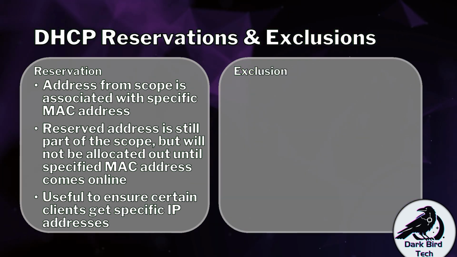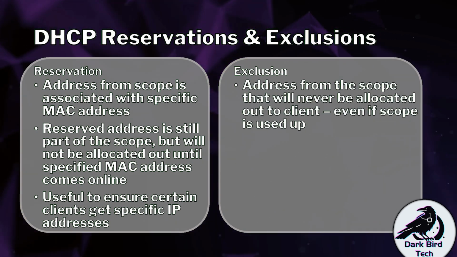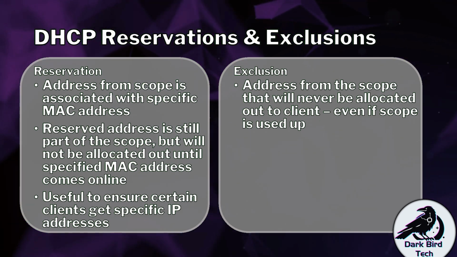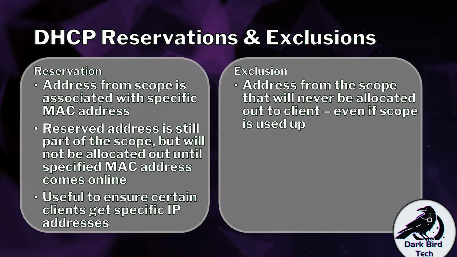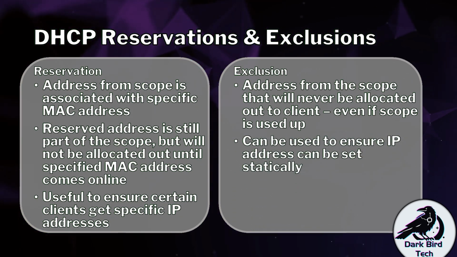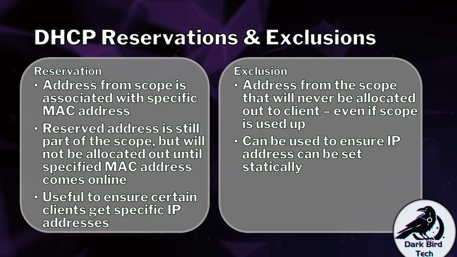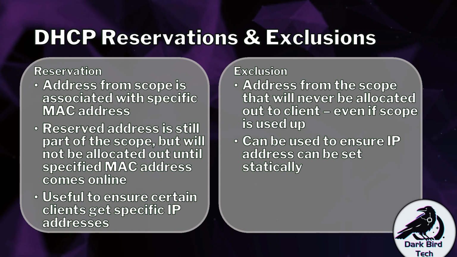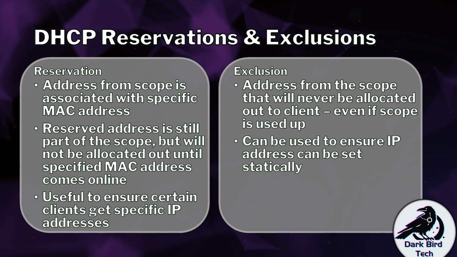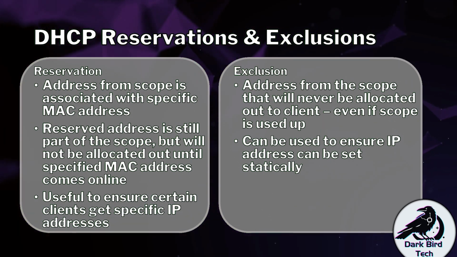Then, exclusions. Now, an exclusion will be an address from the scope that is not allowed to be given out to a client ever, even if the whole scope of addresses has been used up. Now, this can be used to ensure that an IP address can be set statically to a device where that address was originally part of the scope. Now, this is normally only done when you need a static address, but it turns out that address is between the first and last address of the DHCP scope or pool.